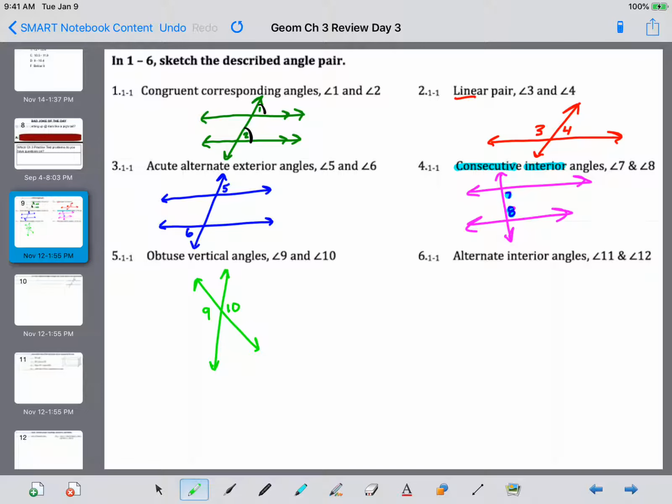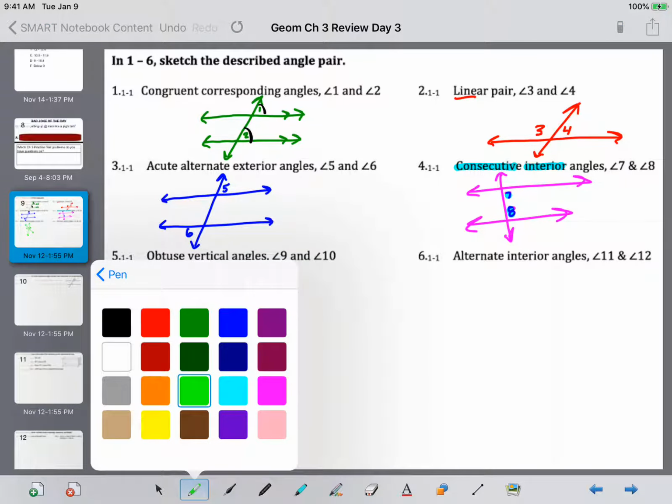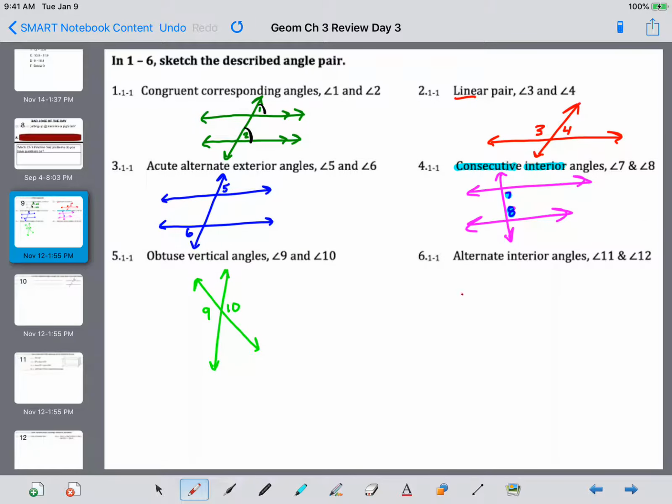Okay, next, alternate interior angles 11 and 12. So for alternate interior angles, I need to have two lines. It doesn't say they have to be congruent, so I don't care if those are parallel or not. And 11 and 12 are going to be alternate interiors. So I'm going to call this one 11. And then on the alternate or opposite side, that's going to be my angle 12.